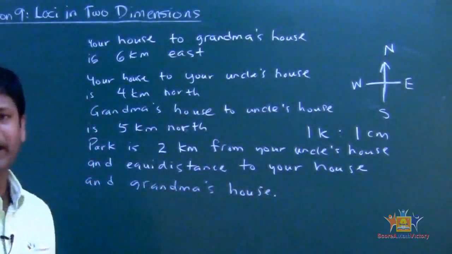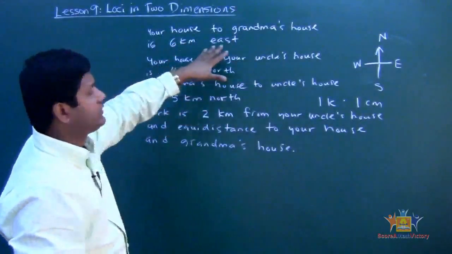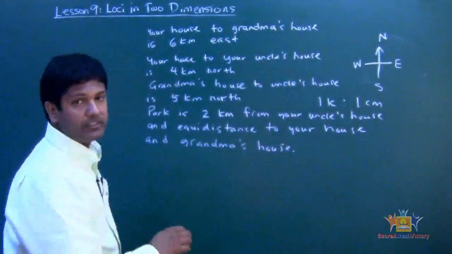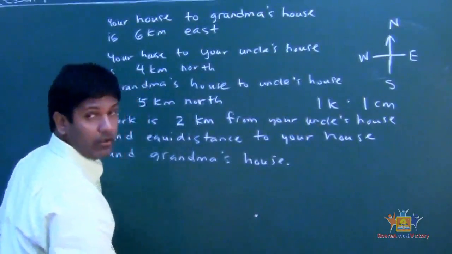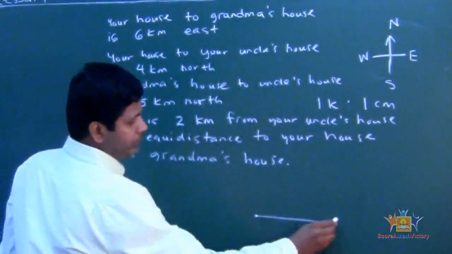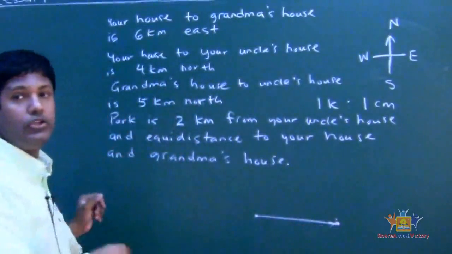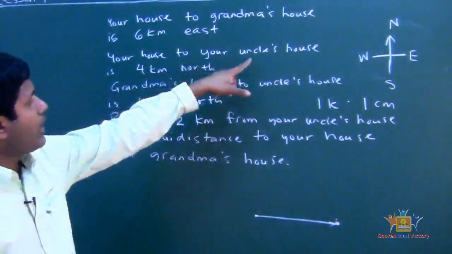Okay, so let's read it. Your house to grandma's house is 6 kilometers east. Mr. Max is going to help you. Let's say you start by putting your house, and it's 6 kilometers in that direction, east. Then you put your grandma's house. Then you use your compasses to draw your uncle's house.